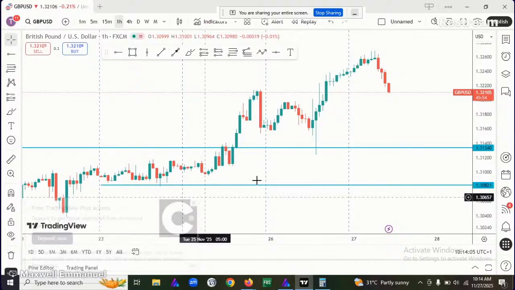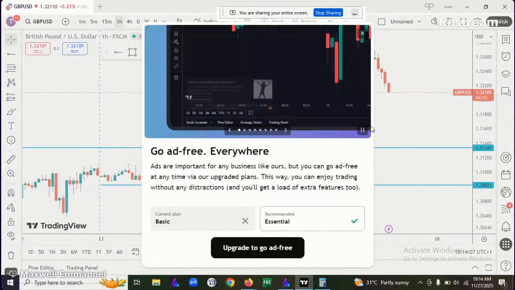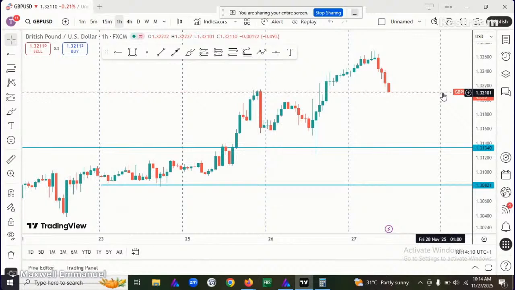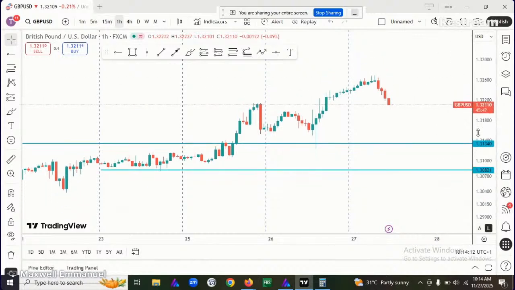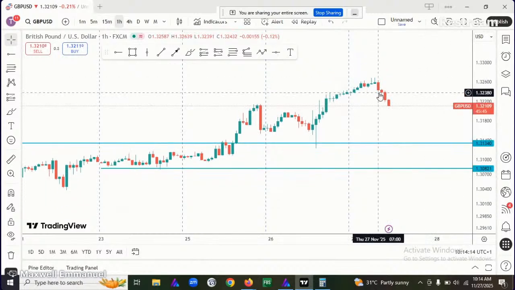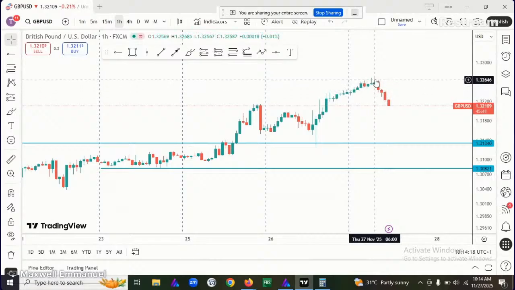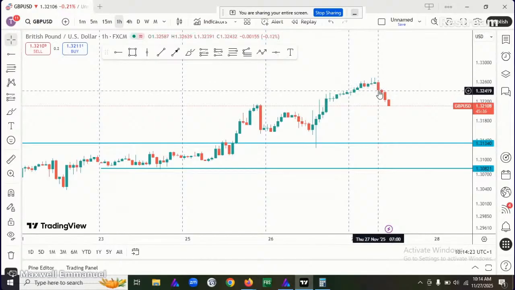So GBP USD has been selling. As you can see, because dollar is bullish, GBP USD has been selling. This would have been the best entry for GBP USD after this shooting star candle, after the close of this bearish candle.